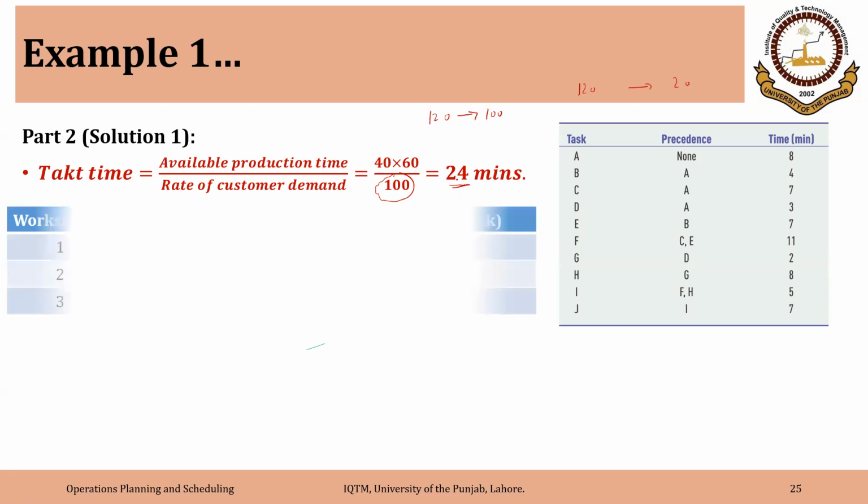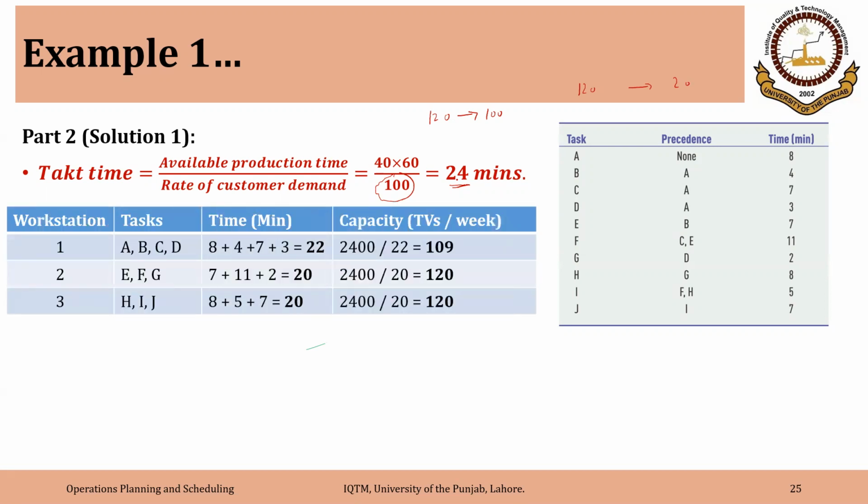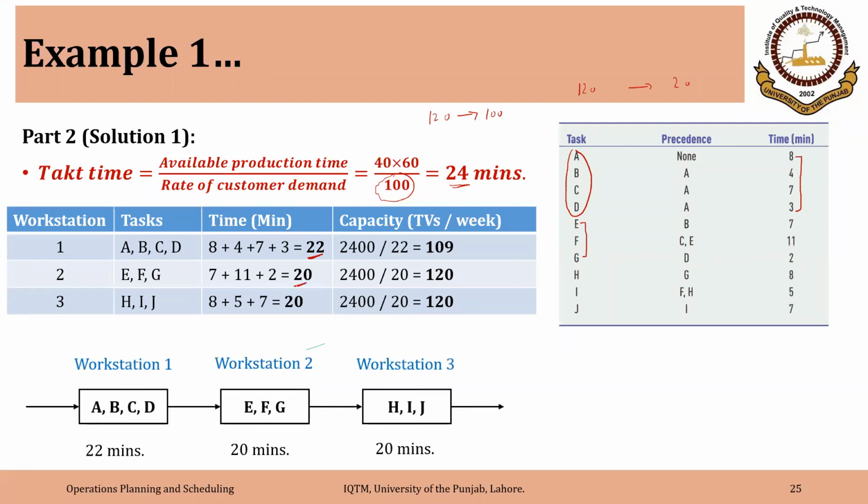So that is obvious. Again, you could have different solutions in this case as well. Here is just one example. In fact, we will have another on the next slide. In this case, we are making 3 workstations. The first comprises tasks A, B, C, and D, so time will be 8 plus 4 plus 7 plus 3, so 22 minutes. Workstation 2 comprises tasks E, F, and G, so time is 7 plus 11 plus 2, 20.